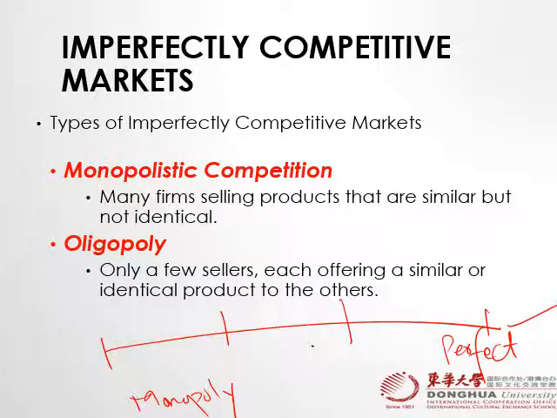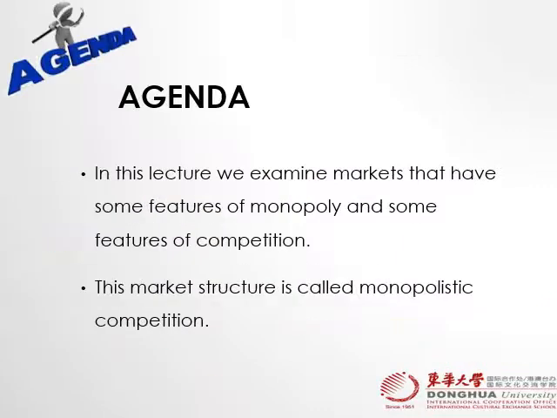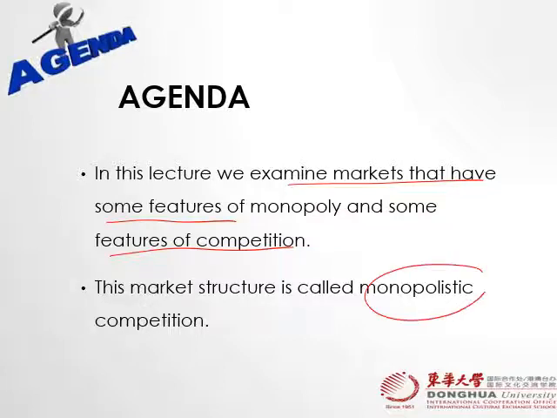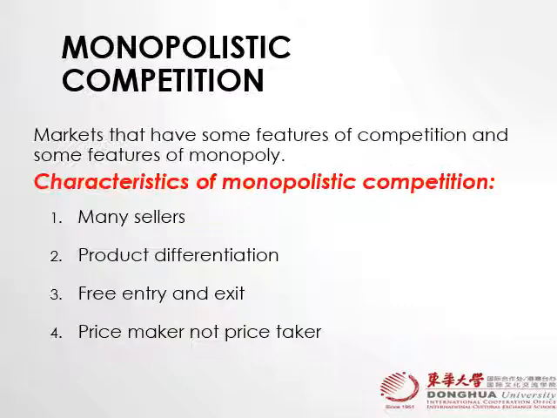All these imperfect competitive markets have some feature of monopoly and some feature of oligopoly. So the agenda of this lecture is that we are going to examine the markets that have some feature of monopoly and some feature of competition. This market structure which we are studying here, we call monopolistic competition. So let's explore that.